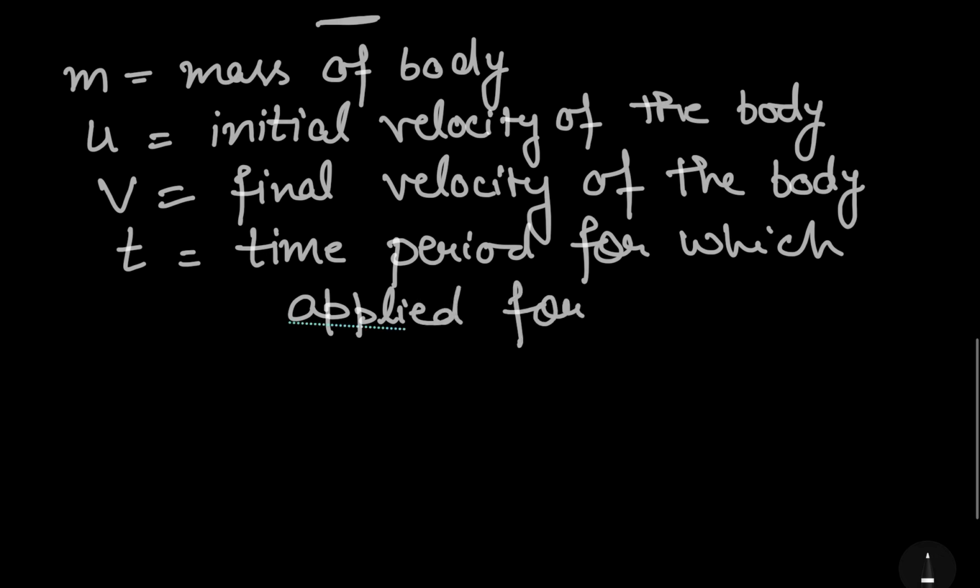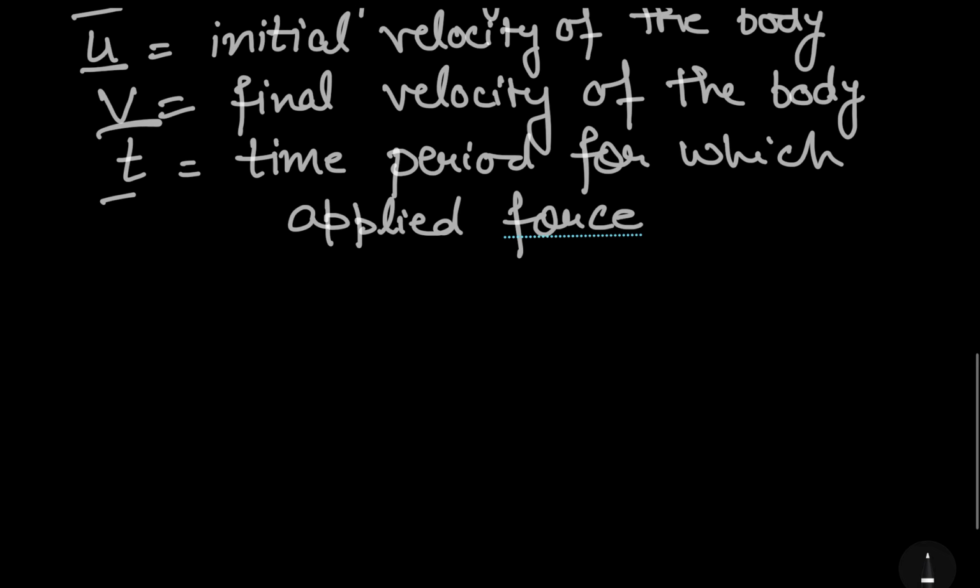Generally students get confused in these terms, that's why I am explaining them in detail, that m is the mass of body, u is the initial velocity, v is the final velocity, and t is the time period. Clear, students? Now what will be the initial momentum?